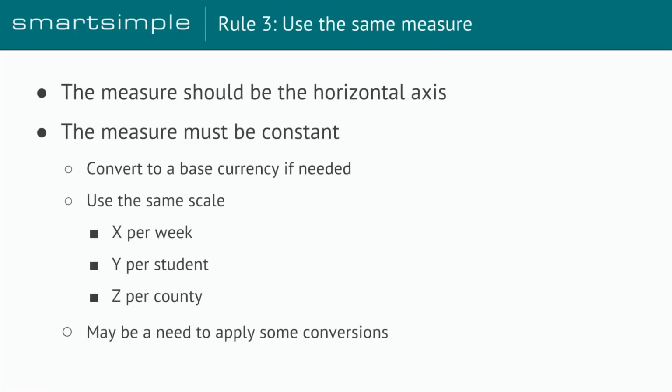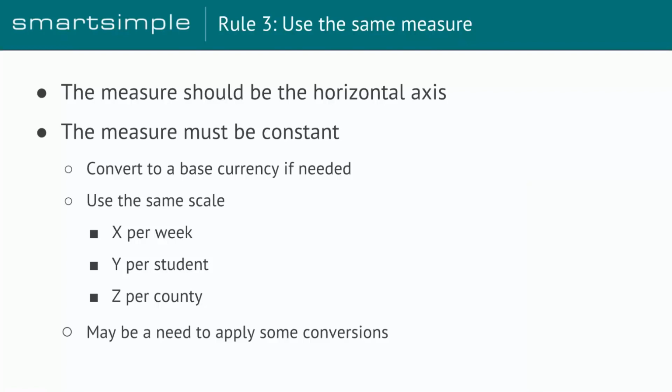we've got what it is we want to do. By that same token, we also want to use the same measure. And the measure should be the same. That's the horizontal axis, by the way. So now we've defined our vertical and our horizontal axis, and the measure should be constant. This might require some conversion or some need to work with a baseline or a base currency or something like that. But let me give you a couple of examples.